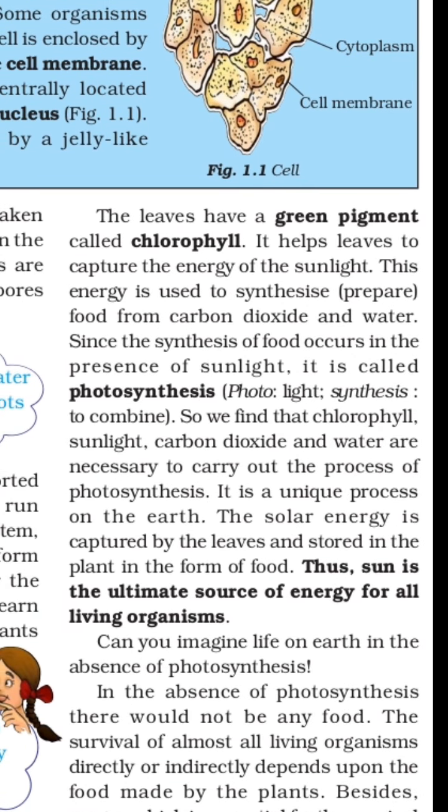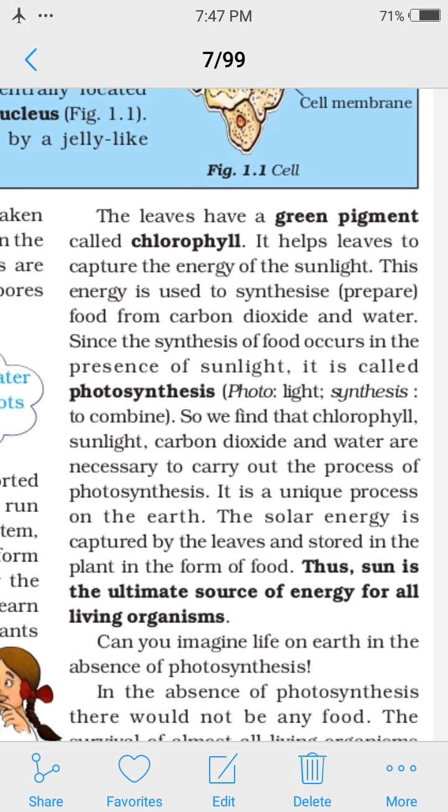Now the leaves have a green pigment which is called chlorophyll, which is the most important thing present in the plant, and without chlorophyll they cannot make their own food. It helps the leaves to capture the energy of sunlight, and this energy is used to synthesize, which means prepare, food from carbon dioxide and water. And since the synthesis of food occurs in the presence of sunlight, it is called photosynthesis.